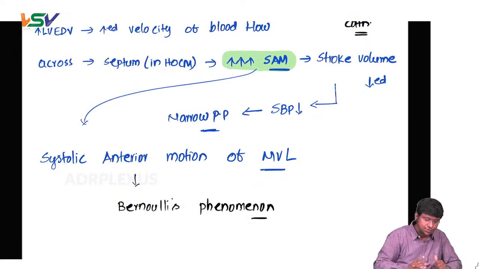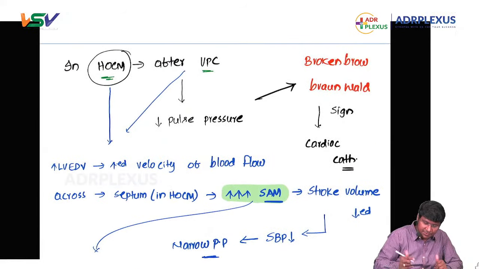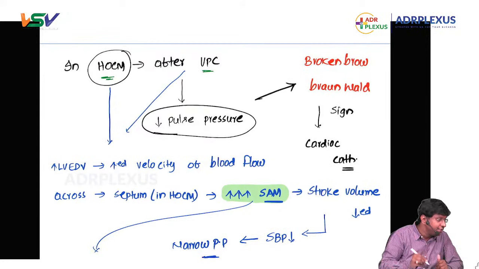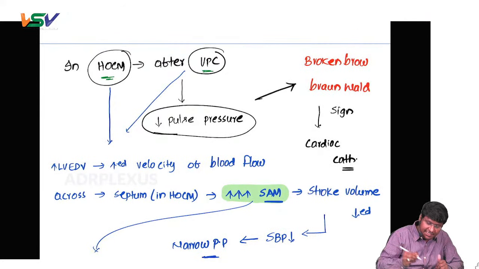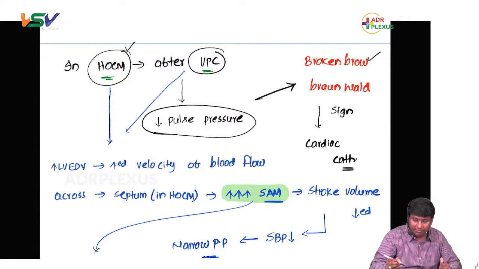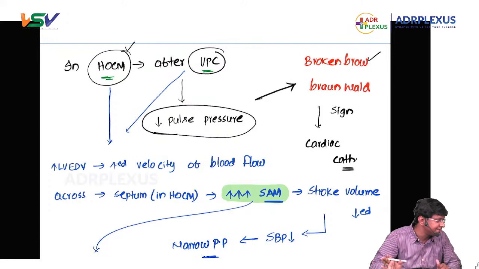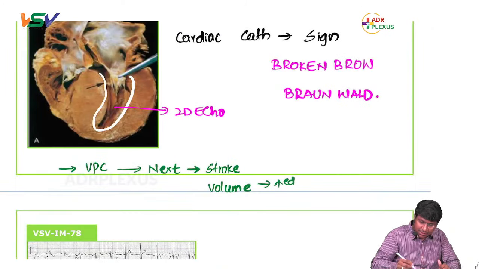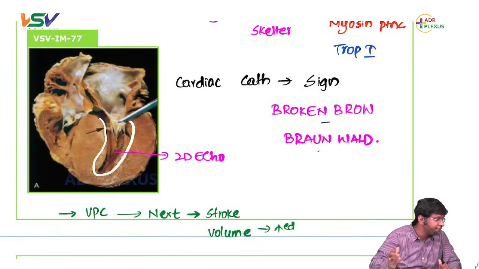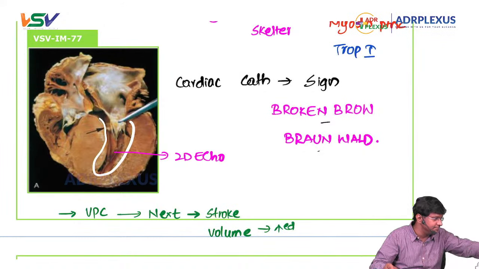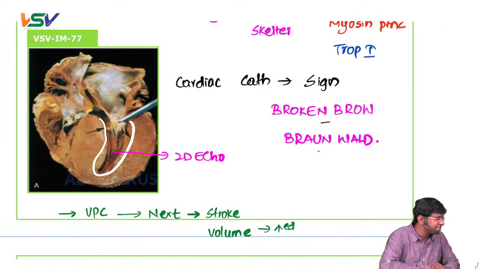Okay, so that is what is responsible for your decrease in pulse pressure after the VPC in case of HOCM, which is called the Brockenbrough-Braunwald sign. Okay, so I hope everyone is clear with this phenomenon now, the Brockenbrough-Braunwald phenomenon. Right, very simple. Usually after a VPC, stroke volume should increase, but here the stroke volume is decreasing and there is a narrow pulse pressure, which is what is called the Brockenbrough-Braunwald phenomenon.